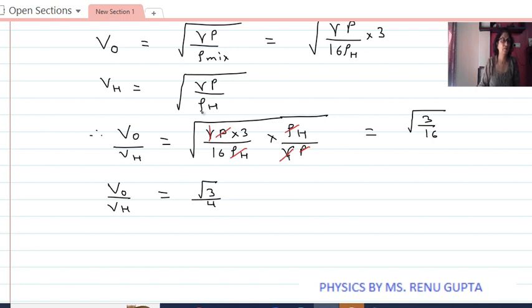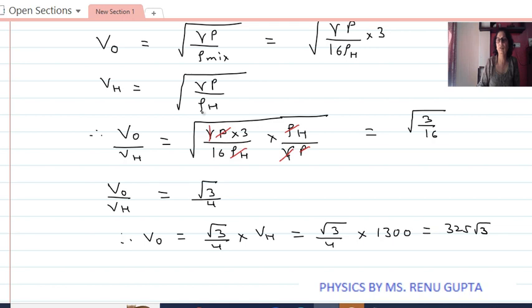Now the formula, and therefore V0 is equals to root 3 by 4 into velocity of hydrogen, which is given to us as 1300 meter per second. On solving this, we get this is equals to 325 root 3 meter per second.